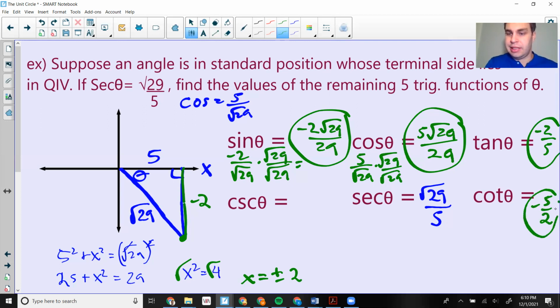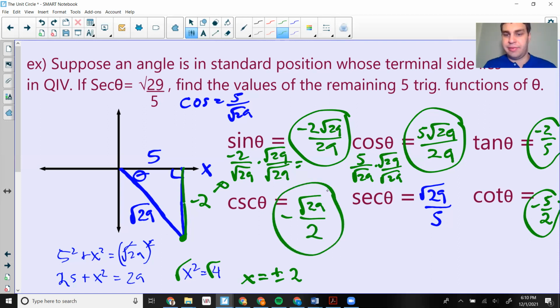And the other one that I need is cosecant. Again, I'm probably going to go back to this version where I still have a negative out front, but then I'm going to flip the square root of 29 on top and the 2 on the bottom. All right, easy as that. And of course, this is the one they gave us in the problem.